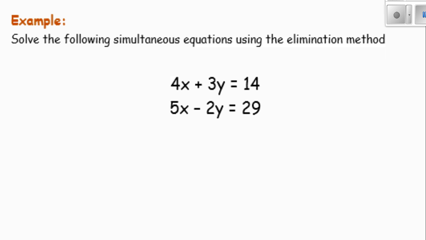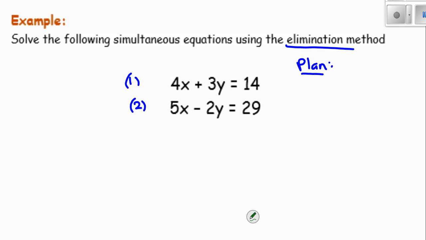Okay, solve the following simultaneous equations using the elimination method again. So we've got 4x plus 3y equals 14 as equation 1, 5x minus 2y equals 29 as equation 2. Let's write out a plan. That's a bit of an awkward one. We might need to multiply them both by something, because the lowest common multiple of 4 and 5 is 20. The lowest common multiple of 3 and 2 is 6. 6 is a little bit easier to deal with.